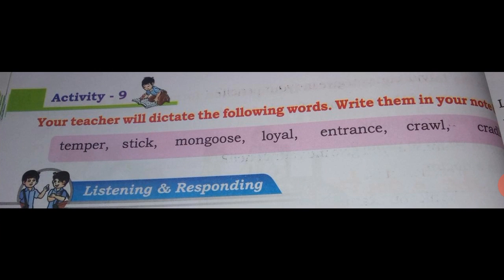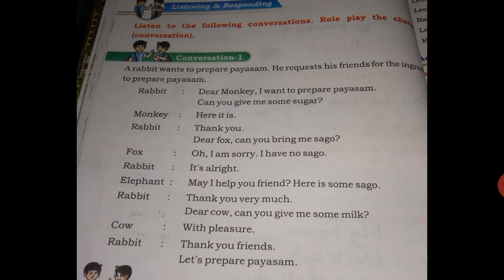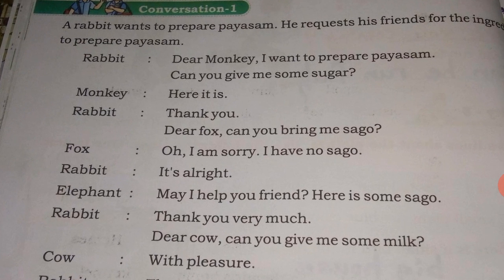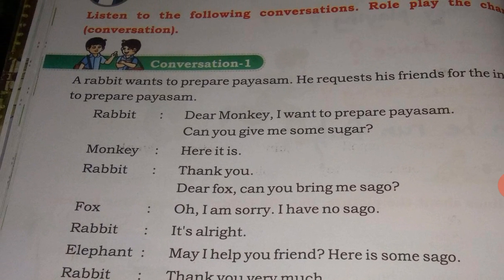In the exam you get a question like missing words, missing letters, so there you can write them easily if you know the spellings of the words. Okay, let's move on to the next activity, listening and responding. Listen to the following conversations. Role play the characters' conversation. Here they have given a conversation.